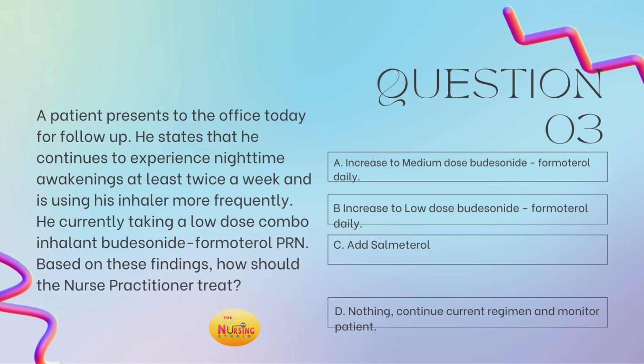Is it A, increase to a medium dose budesonide and formoterol daily? B, increase to a low dose budesonide and formoterol daily. C, add salmeterol. Or D, nothing. Continue the current regimen and monitor the patient. Take a moment and tell me what you got.